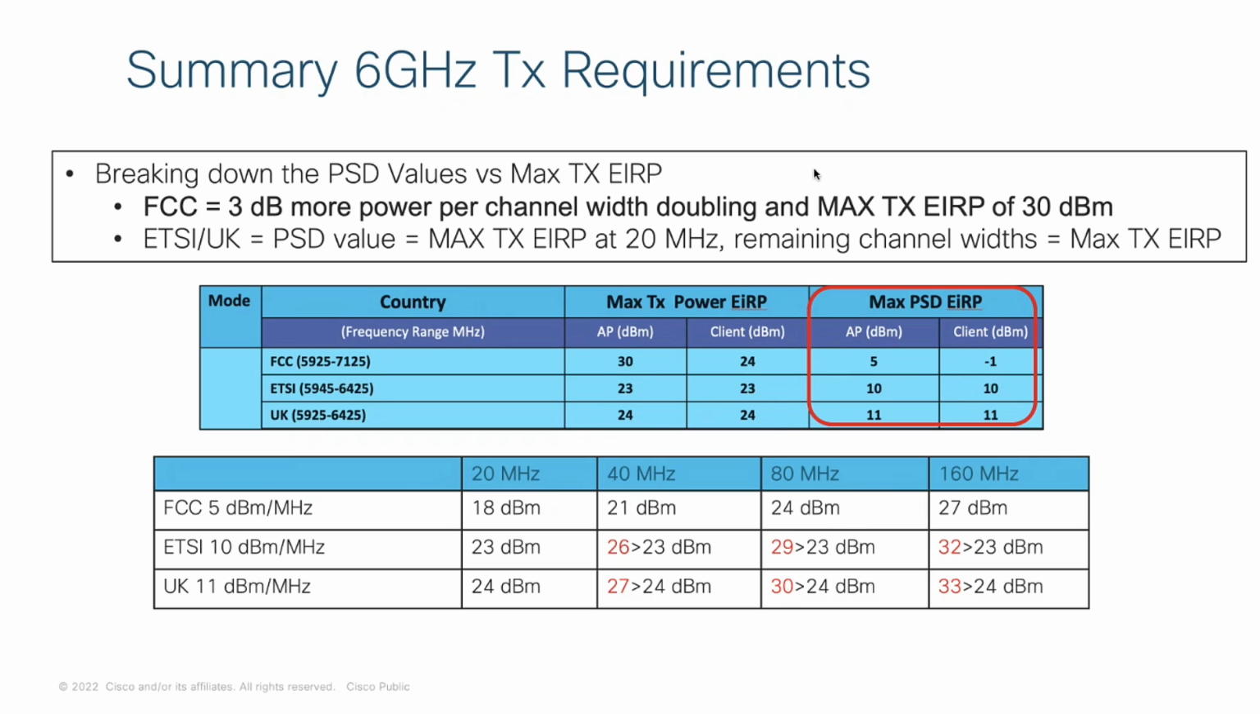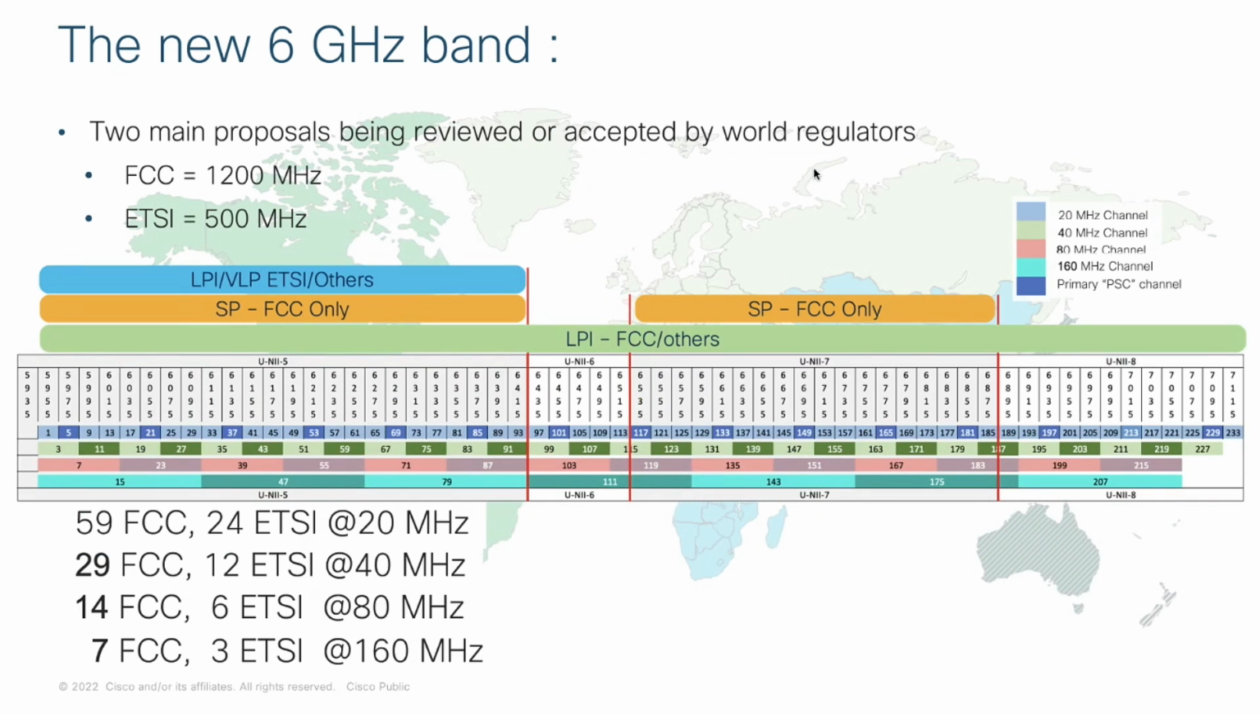If you take a look at ETSI, they've got the PSD values, but they pretty much max out at 20 megahertz. So you can't go any higher than 23 dBm, which is good because it lets them make their max power in 40 megahertz, which is going to be much easier to manage in their 500 megahertz of spectrum. So we're not all that different. I mean, we really do match up.